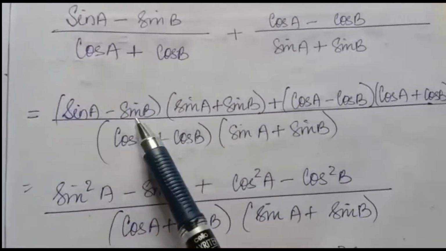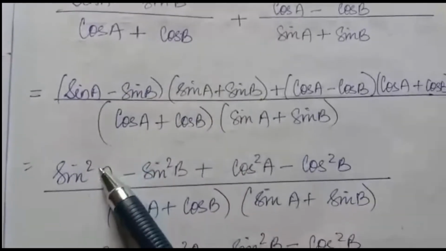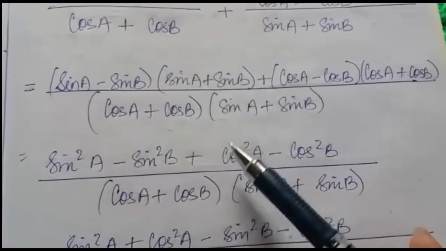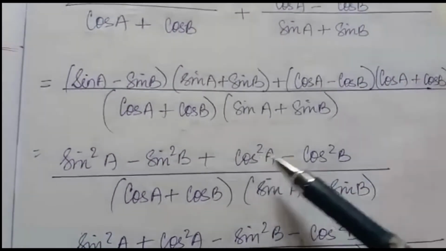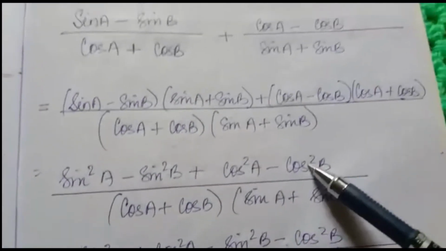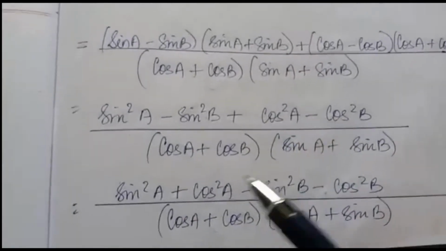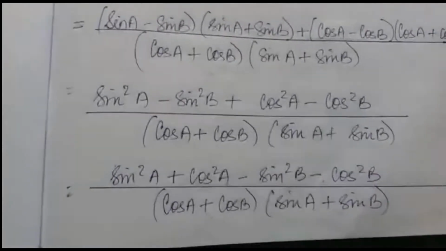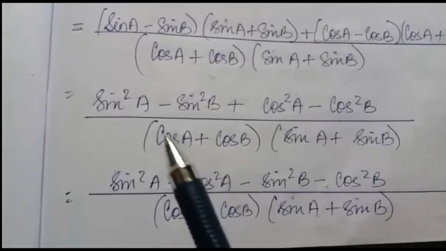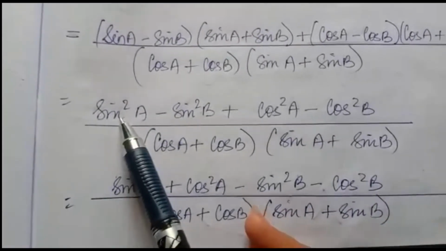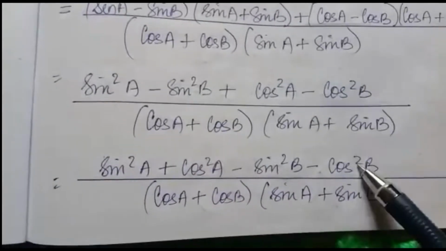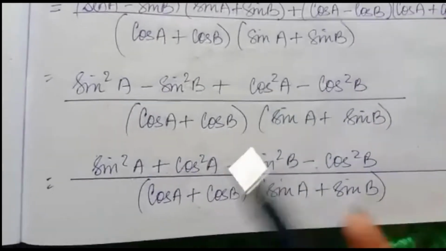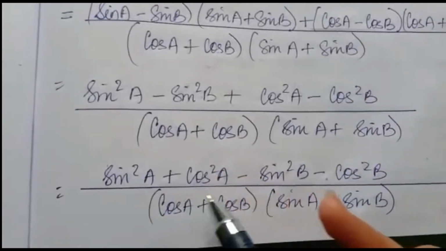Then (A − B)(A + B) is A² − B², plus (A − B)(A + B), A² − B². Now what we have to do is get 0. The answer is 0, so anyhow we have to get 0. First, sin²A and cos²A you write together, sin²B and cos²B together. This denominator remains the same. Now we know sin²θ + cos²θ is 1.